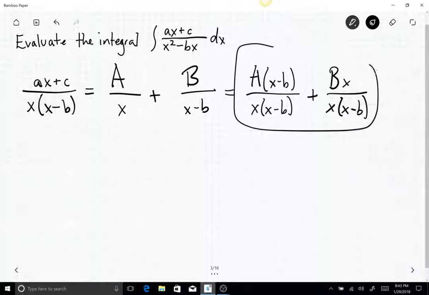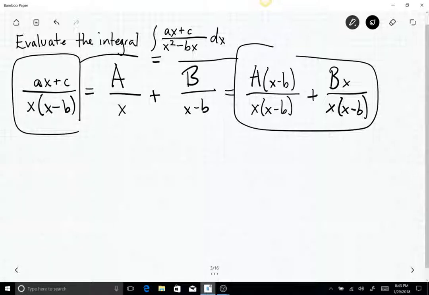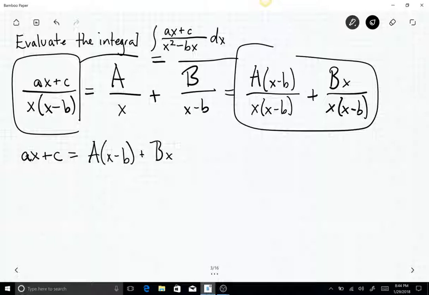So this piece and this piece, these two meet in the middle. They have to be equal. Well, notice they all have the same denominator, so we don't have to worry about the denominator. What we get at the end of the day is ax plus c equals a times the quantity x minus b plus b times x. So taking a look at this, we can do some shortcuts, and that's what we're actually going to do. The first shortcut, the easiest one, let x equal 0.